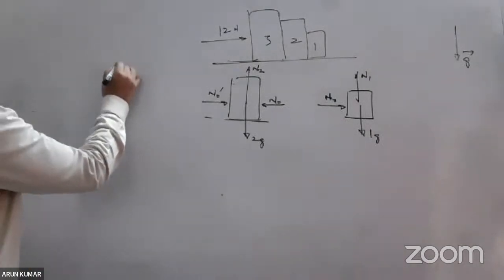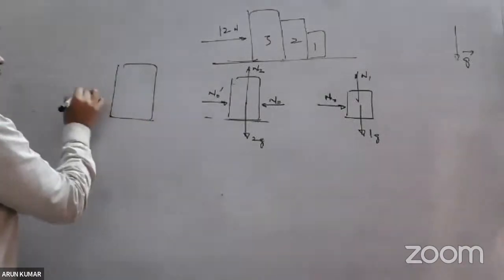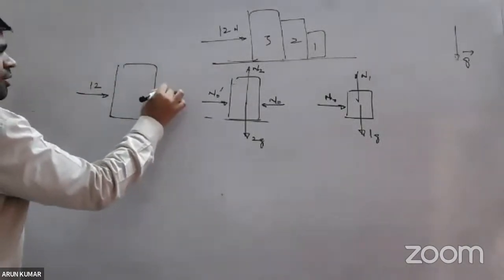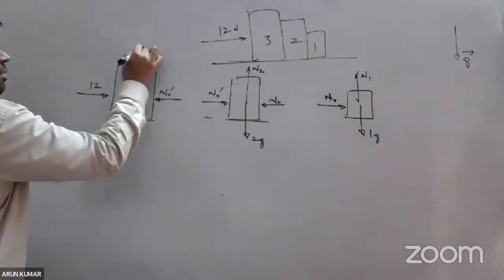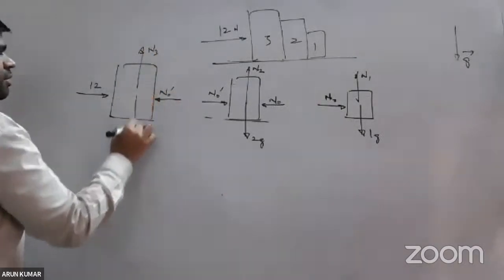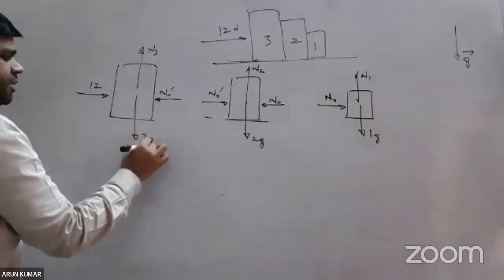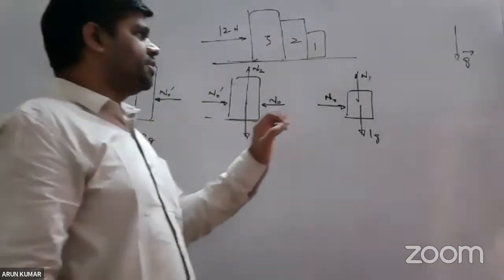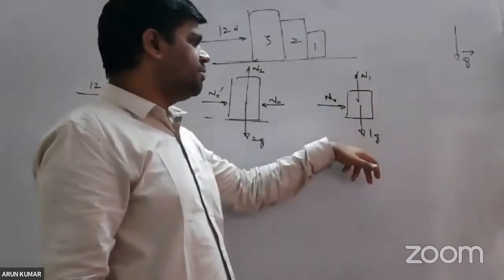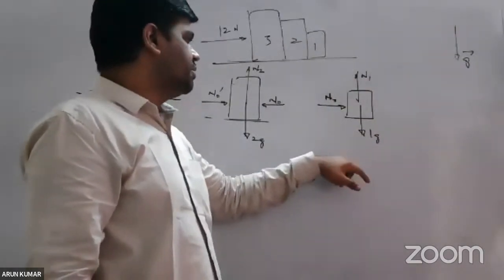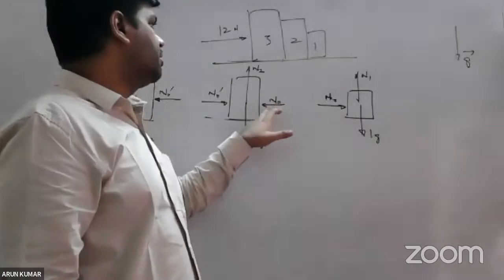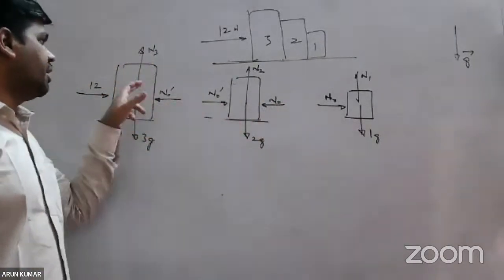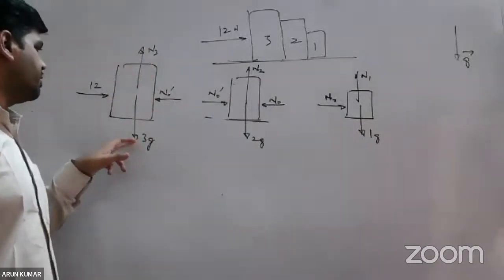But how about the 3 kg block? 12 Newton, N0 prime, N3, 3G. See, every action has an equal and opposite reaction. Reaction of N1 is on the table. Reaction of 1G is on the earth. Reaction of N0 is on 2. Reaction of N0 prime is on 3. N3 is on the table, so 3G is on earth.